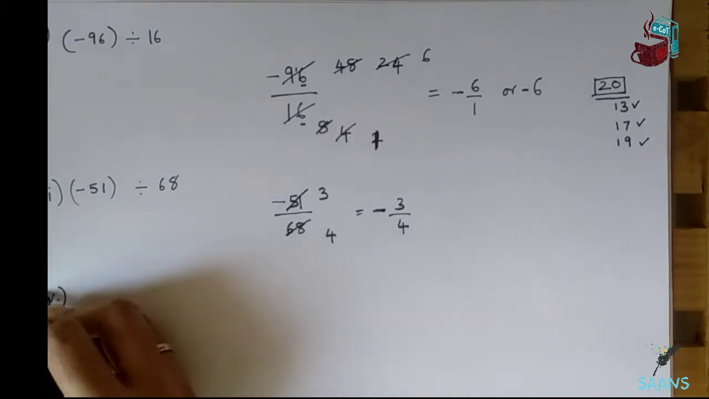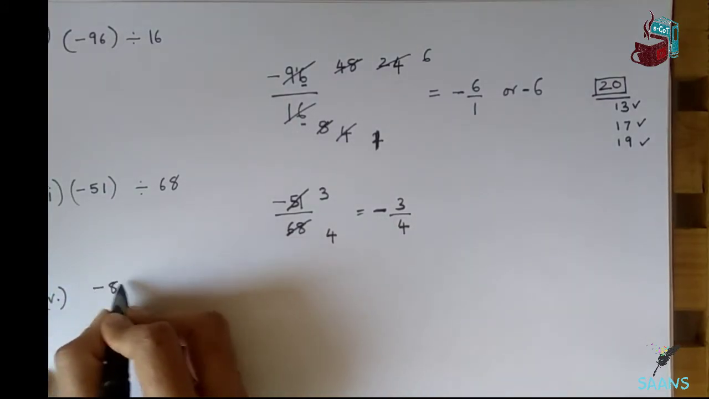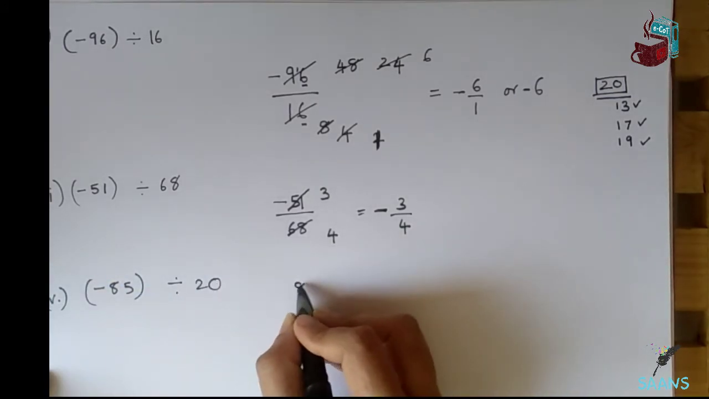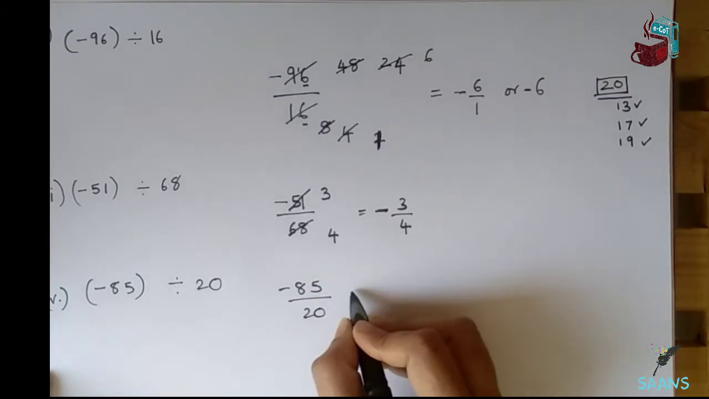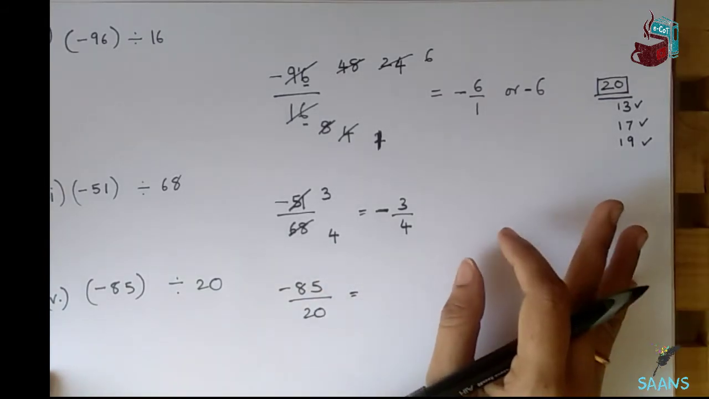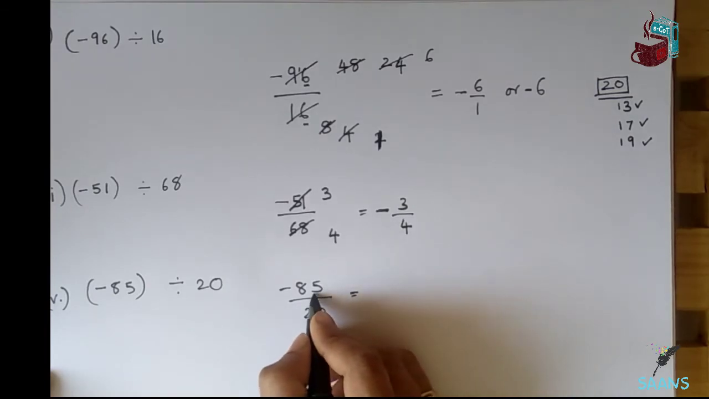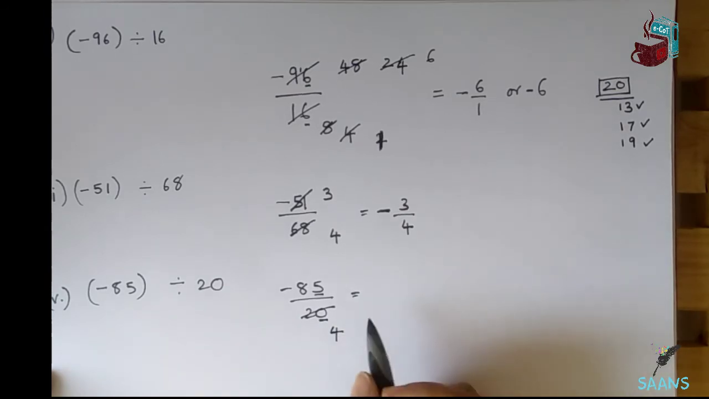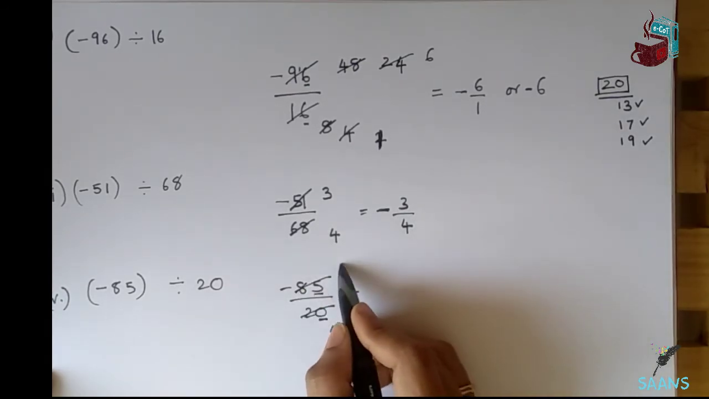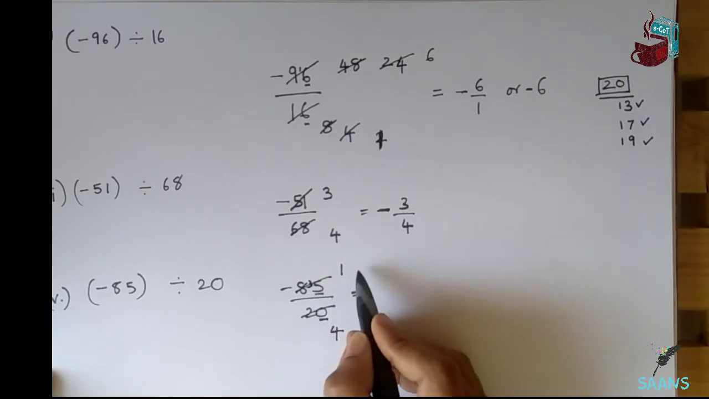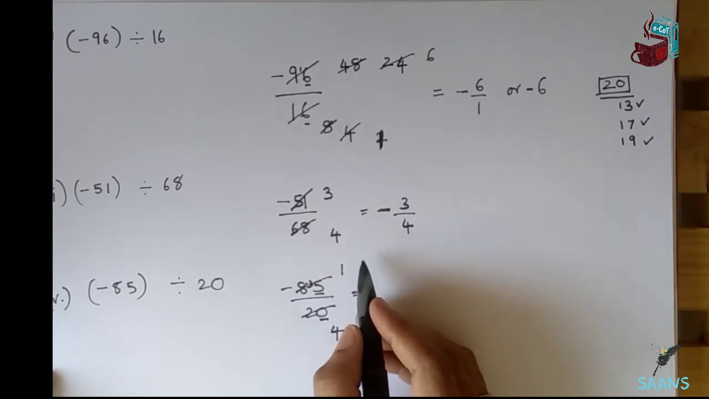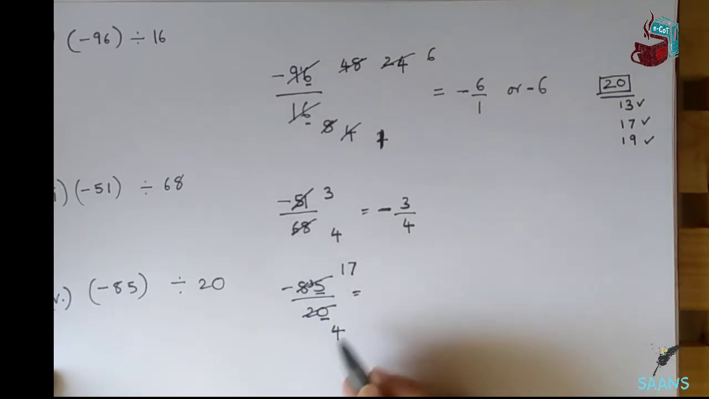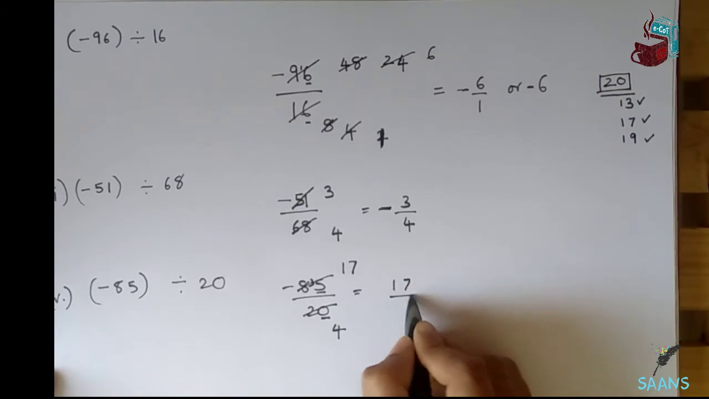Fifth sum is minus 85 divided by 20. So again, minus 85 divided by 20. Ignore the signs. We are going to see the signs after we finish the sum. Unit place 5 or 0 goes in 5. 5 4s are 20. 5 1s are 5. 3 carry. So that is 17. So cannot divide further. So answer is 17 upon 4.